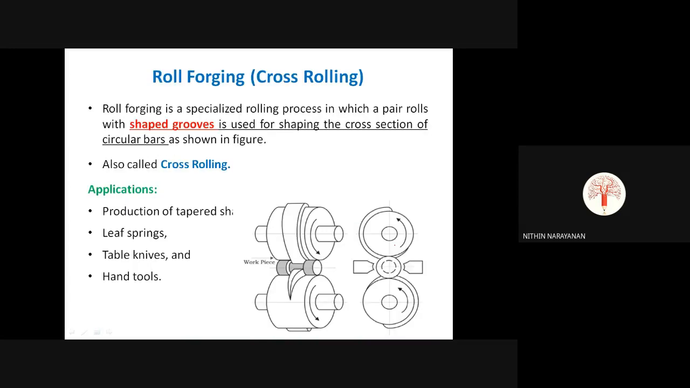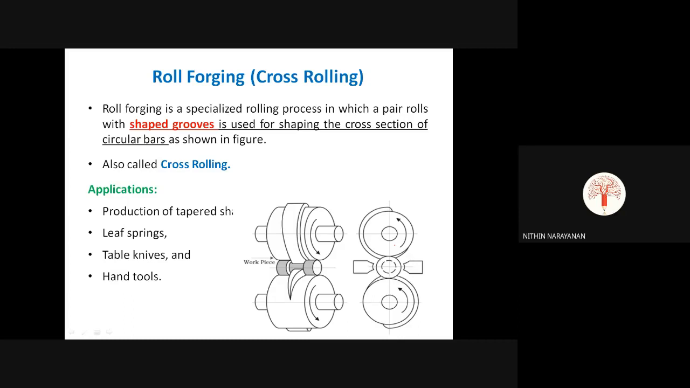Roll forging is a specialized rolling process. Both rolling and forging are metal forming processes, metal shaping processes, that is, we are changing the shape of the material. In the case of rolling, we are using certain rollers to do that. In the case of forging, we are using certain special shaped dies. In forging, we are directly compressing it. In the case of rolling, we are using rotating wheels or rollers to compress that. That's why it is called cross rolling or roll forging.